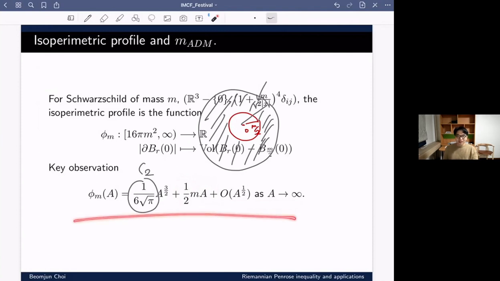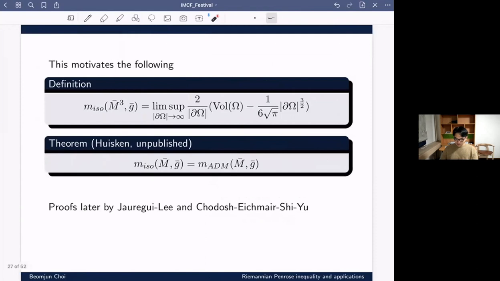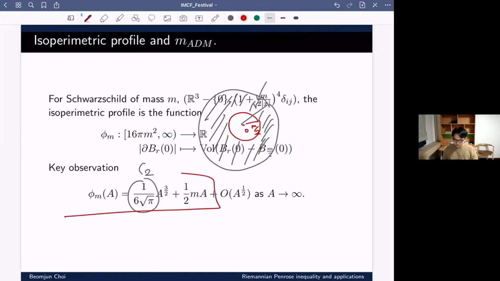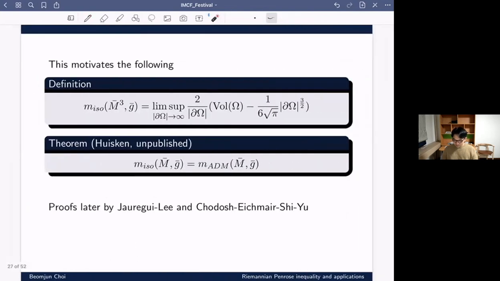So this suggests another definition of mass. This definition is given by Huisken. I just solve this equation in terms of m, and that's this expression here. So you compute the lim sup of this additional quantity for all sequences of Omega that exhaust my total space M bar. Of course, if you see the definition, there's another condition that this Omega has to be outward area minimizing, but I will skip that part. Okay. So this is a new definition of mass. I will denote this by M iso.